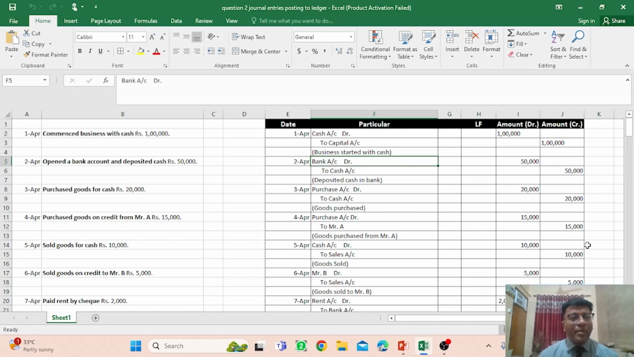On 2nd April, opened a bank account and deposited cash rupees 50,000. You see that bank account debit to cash account. And on 3rd April, purchased goods for cash, purchase account debit to cash account, and purchased goods on credit from Mr. A, purchase account debit to Mr. A.